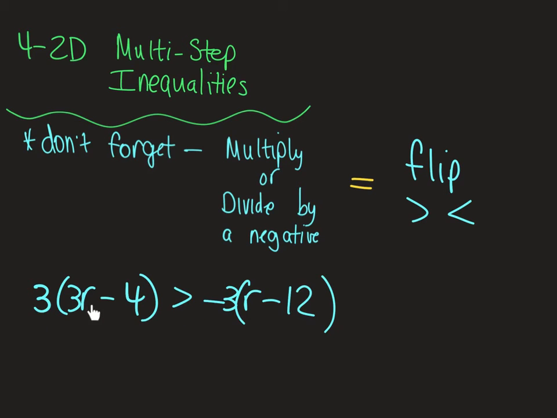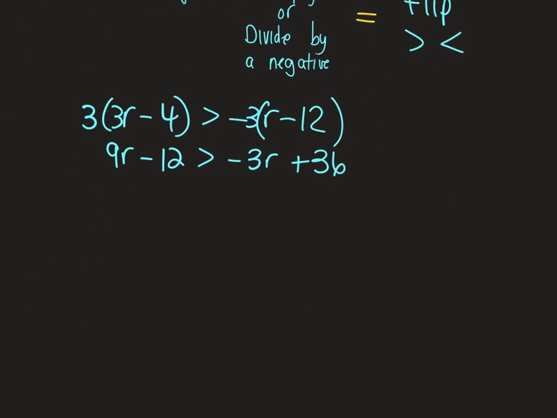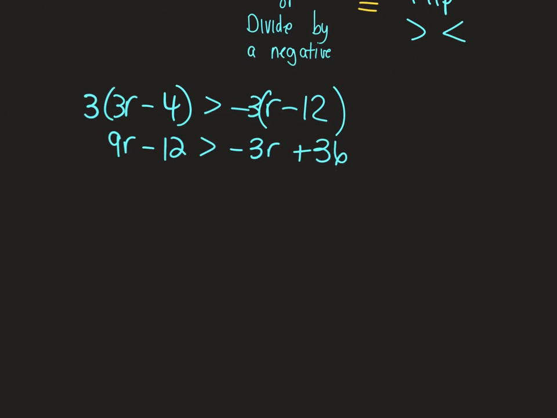Okay, so this looks just like it did with an equation, except that we have an alligator mouth. So I need to do my distributive property first. I distributed the 3 to 3r and the minus 4. I distributed my negative 3, multiplied each person by negative 3. Now it looks just like it did with an equation. I need to add 3r as my first step. I'm not flipping anything because I'm adding. I only flip when I have multiply or divide.